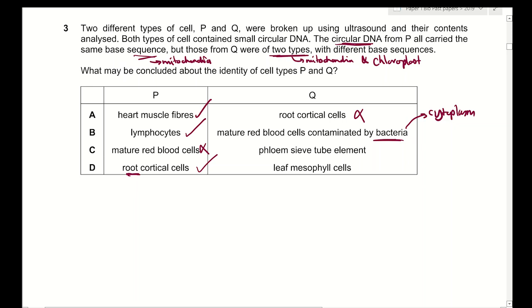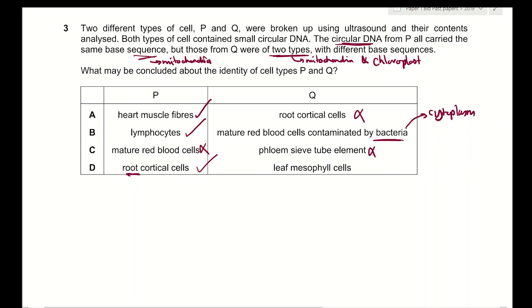C, phloem sieve tube elements. So phloem sieve tube elements is also going to be incorrect. The reason for this is that they only have mitochondria. It's the companion cells which have both mitochondria and chloroplasts, but it's not sieve tube elements. So therefore, this is incorrect.